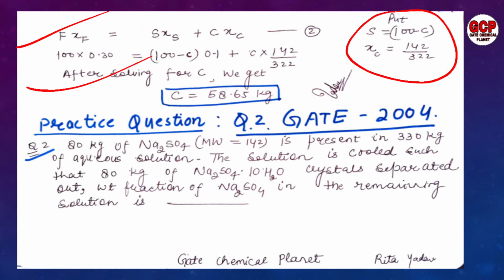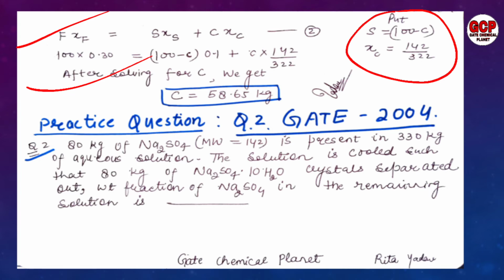Now we will come to question number 2, and this question is from the GATE 2004 examination. I think it is clear to all the students who asked how to calculate the weight fractions for the solution, the crystal and the feed. So this question says 80 kilograms of Na2SO4. Here the molecular weight is given, but in the last question the molecular weight was not given. It is present in 330 kilograms of aqueous solution.